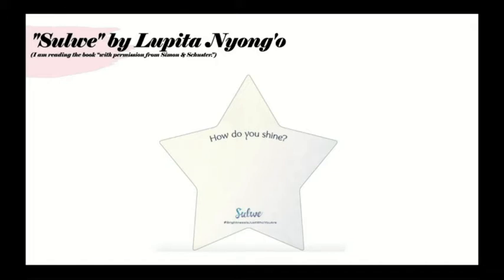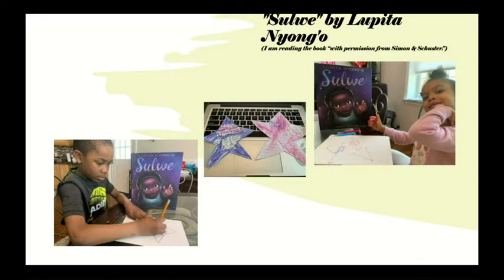So I read the story to my niece and nephew, and I asked the same question: how do I shine? And I took a regular notebook sheet of paper and I drew a star. I'm not the best artist, I will tell you that right now. And I just drew a star. We had a discussion about what makes you shine, what are things that you can do to shine, and how can you show your beauty that's within you. My niece and nephew drew pictures that describe that.